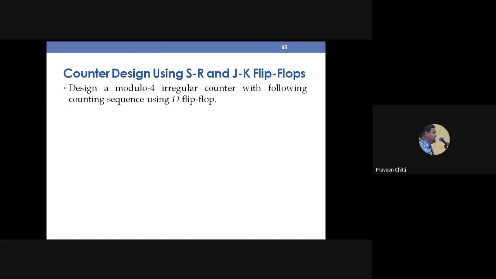So this you can do as homework. Design a mod 4 irregular counter with the following count sequence. It is a modulo 4 counter: 00, 10, 11, 01. Right? It is a mod 4 counter, but the count sequence is not 0 1 2 3. It is 0, then it is 2, then 3, and then 1. So it is again called an irregular or random counter. So a mod 4 counter you have to implement, but not in the sequence 0 1 2 3. That's why it is irregular or random.